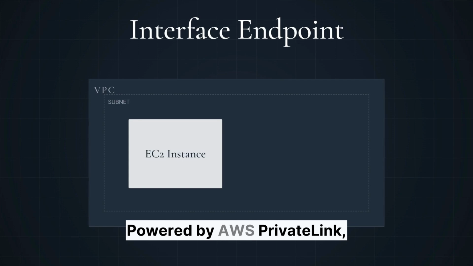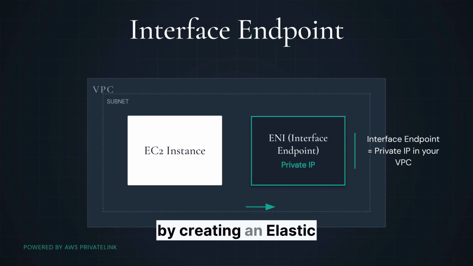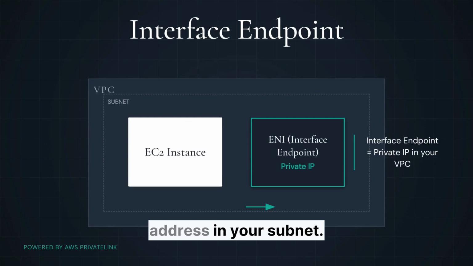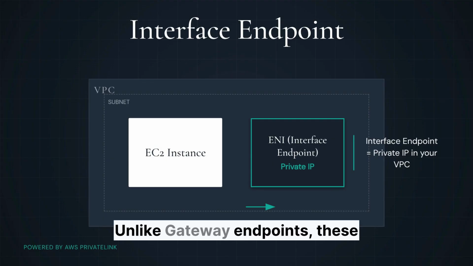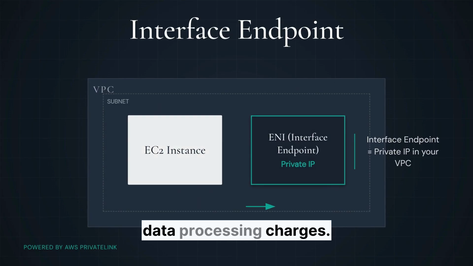Powered by AWS PrivateLink, they actually bring the service into your VPC by creating an elastic network interface, or ENI, with a private IP address in your subnet. Unlike gateway endpoints, these are not free. They carry an hourly fee and data processing charges.